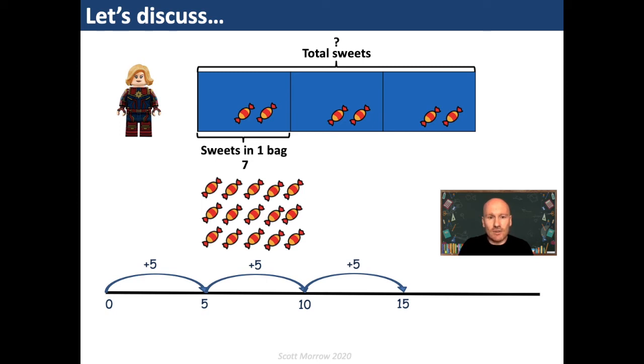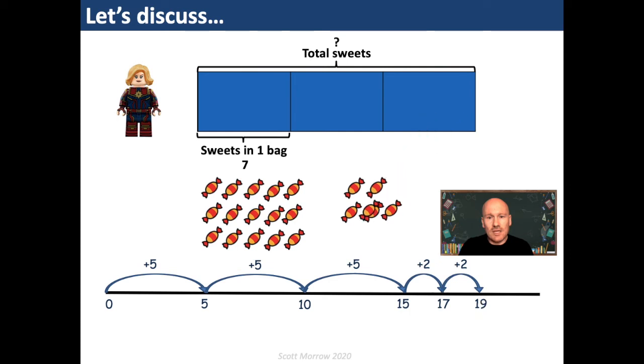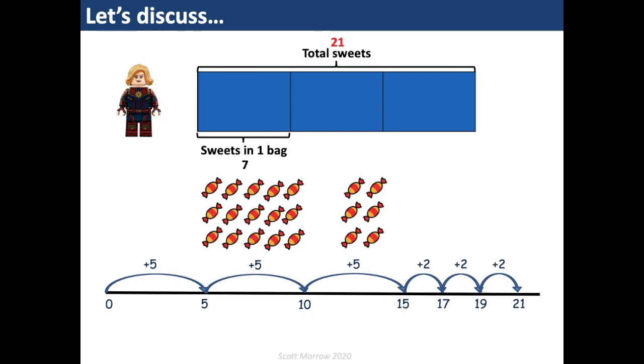So let's add on 2 to get to 17, another 2 to get to 19, and another 2 to get to 21. I can really add up those sweets in any order I want. It's about being able to look at that and decide what's the easiest way for me to do this.